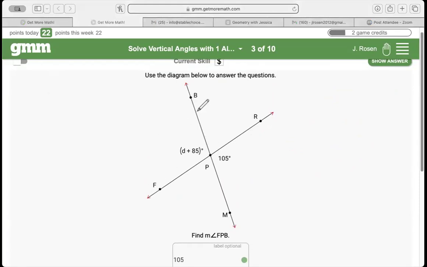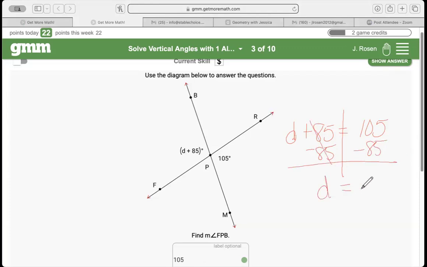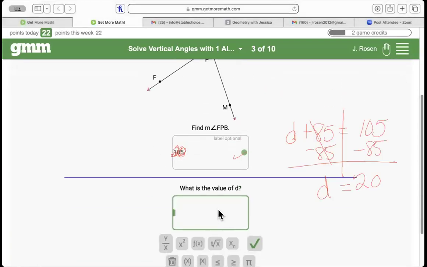Again, for FPB, if you just want to jump to this and not write down the vertical angles, you can. That just shows you're starting to get the point of what we're doing. To get D by itself, I have to subtract 85. So D equals 105 minus 85, which is 20. And again, if you want to double check so you don't get it wrong, just substitute it in here. 20 plus 85 does get me 105. So we can guarantee that this answer is right.